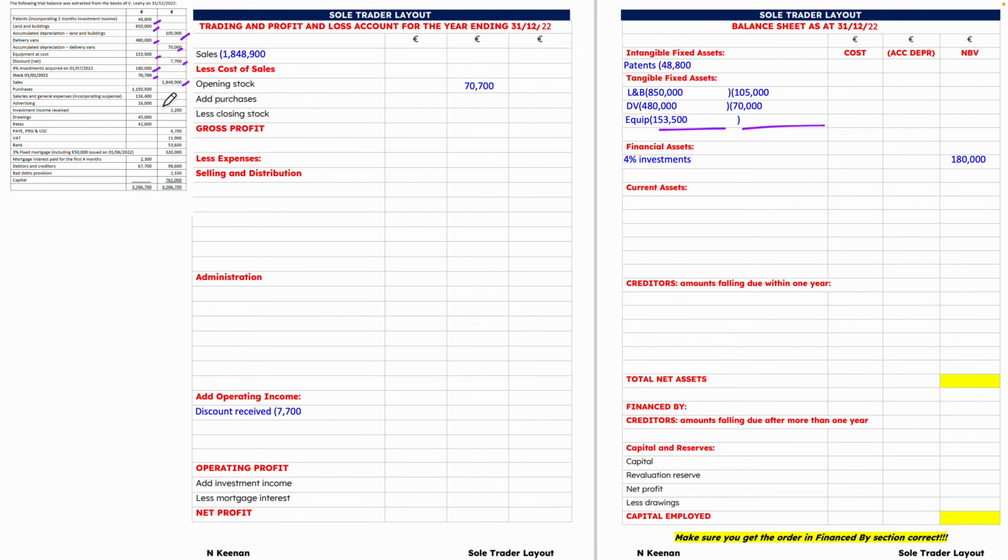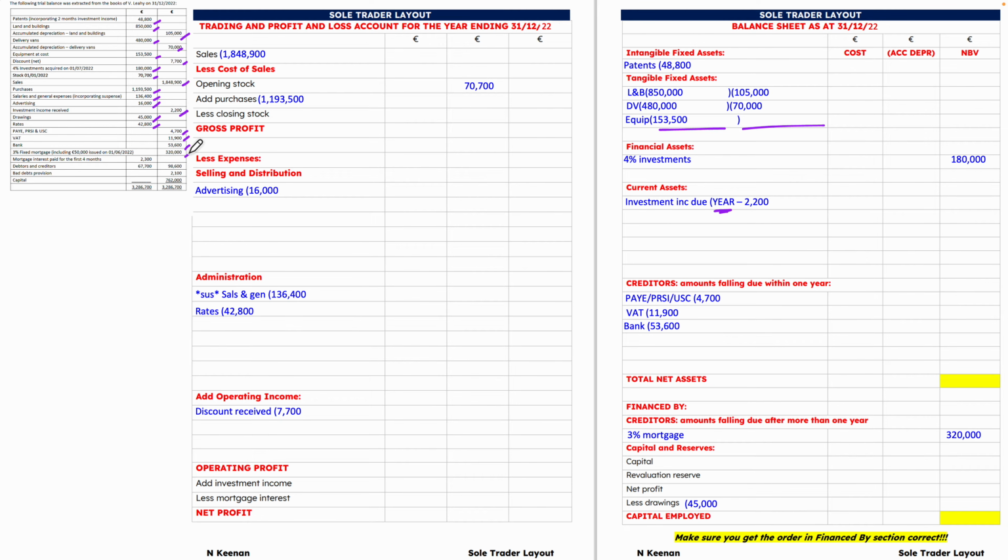Then we're going to have sales. Then we're going to have purchases. Then we're going to have salaries and general expenses. Then we'll have advertising in the S&D. Then we'll have investment income received. So we're going to have investment income due, and it'll be whatever it is for the year minus what we have already received. So we've received 2,200 here. Drawings, 45,000. Rates, 42,800. PAYE, VAT and bank, you've got 4,700, 11,900 and 53,600.